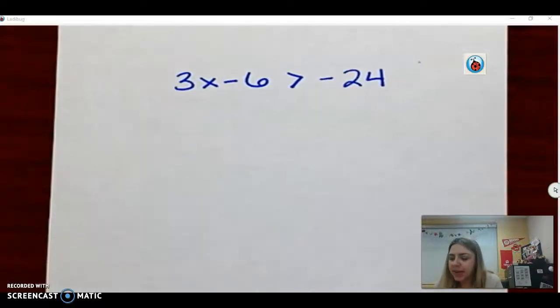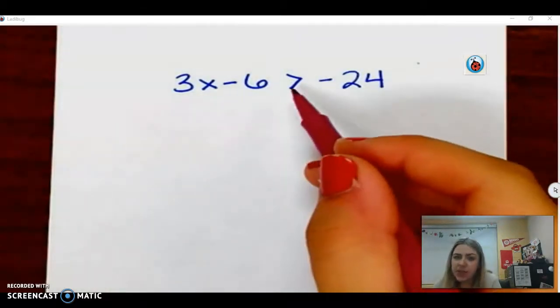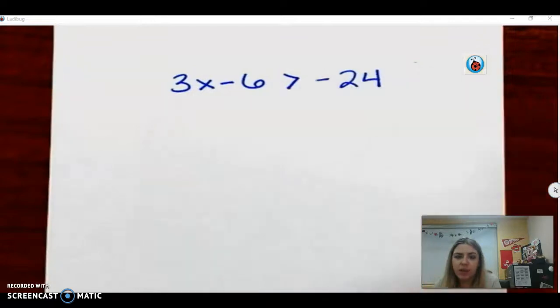Okay, so today we are going to start solving inequalities. The nice thing about solving inequalities is that we basically do it the exact same way we would solve an equation, except instead of an equal sign, we have an inequality sign.